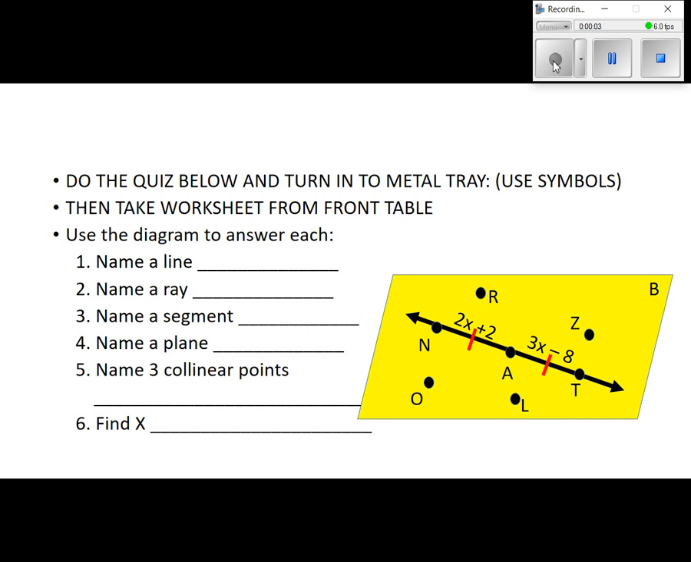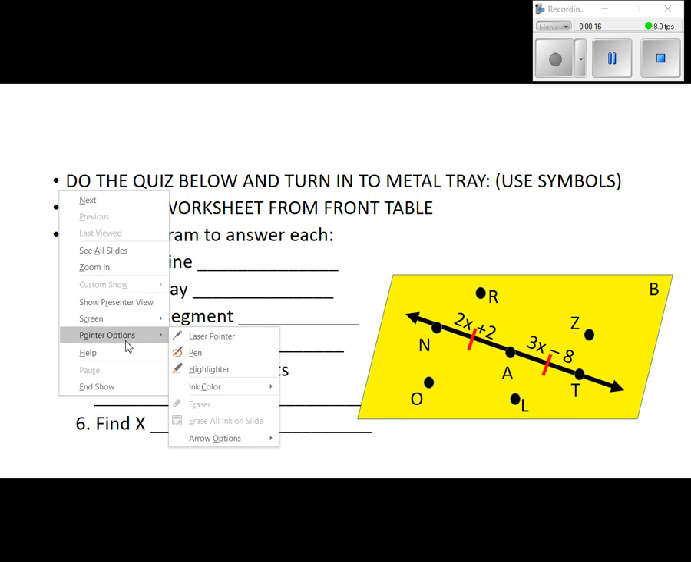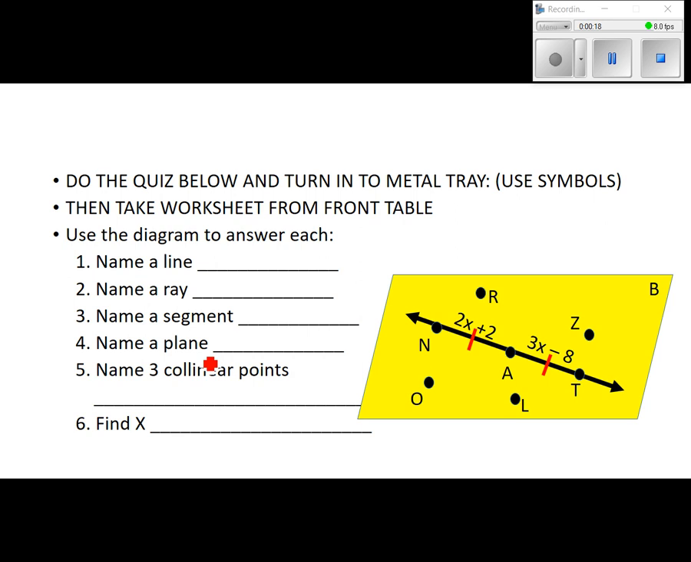Same quiz. Should you be able to do better on this one than the last one if you didn't do well on the last one? Hopefully. I mean, that's the whole purpose of this. Got to start knowing how to label and what symbols to use and everything on each one of these.